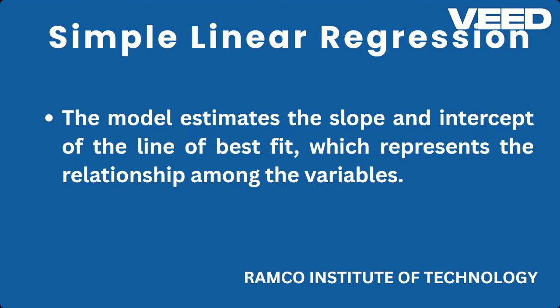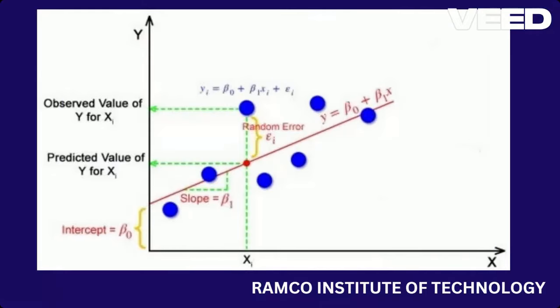The model estimates the slope and intercept of the line of best fit, which represents the relationship among the variables. Here x is the independent variable and y is the dependent variable, and there are some data points indicated in blue color. These data points are the observed values of y, and the straight line indicates the best fit line and is represented using y = beta naught + beta 1 x. Here beta naught is the intercept and beta 1 is the slope.